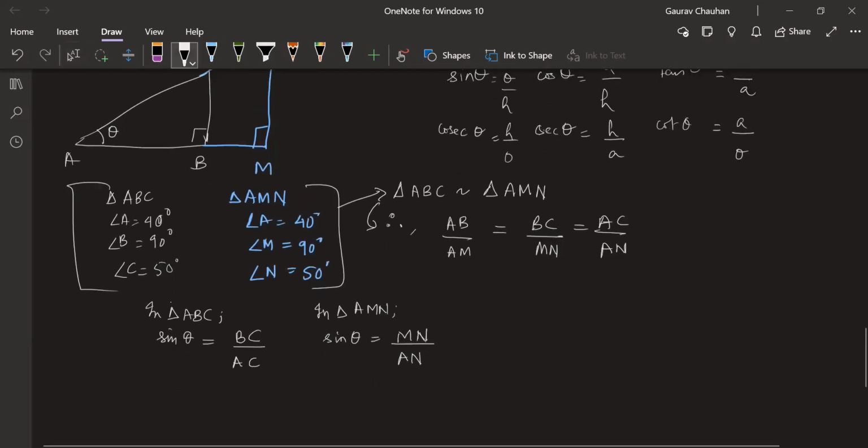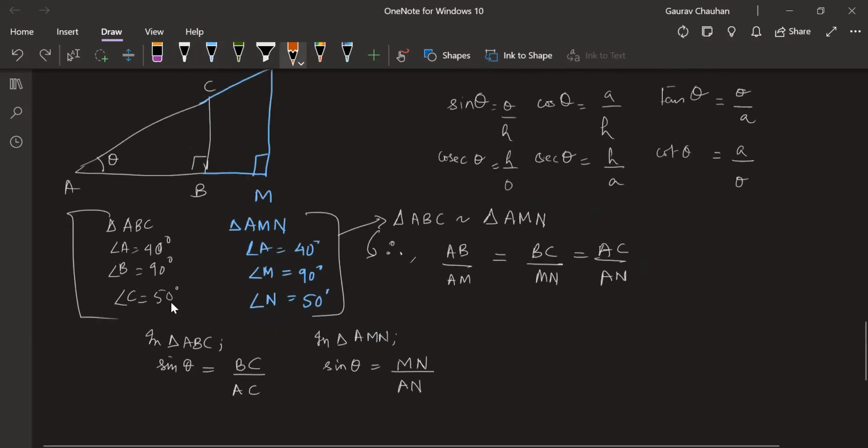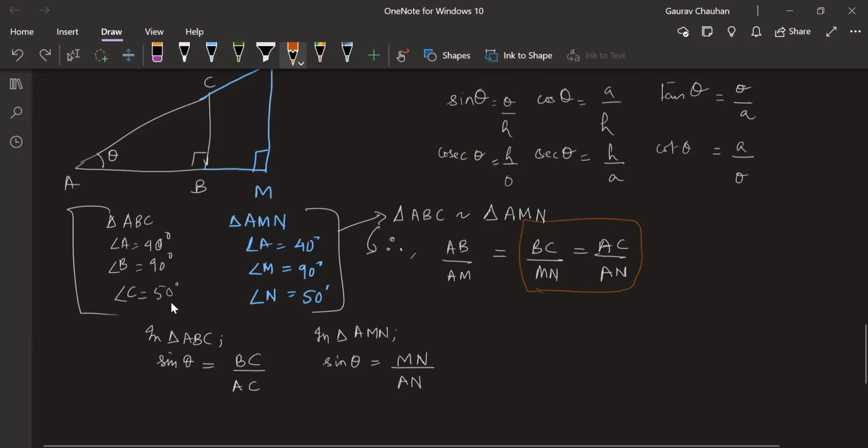Let's look at this particular thing for a moment: BC, AC, MN, AN. Let's take this equation, BC by MN is equal to AC by AN. Now I'm going to cross multiply. I'm taking BC to the right hand side, so BC comes in the denominator. So it becomes 1 by MN is equal to AC by AN into BC.